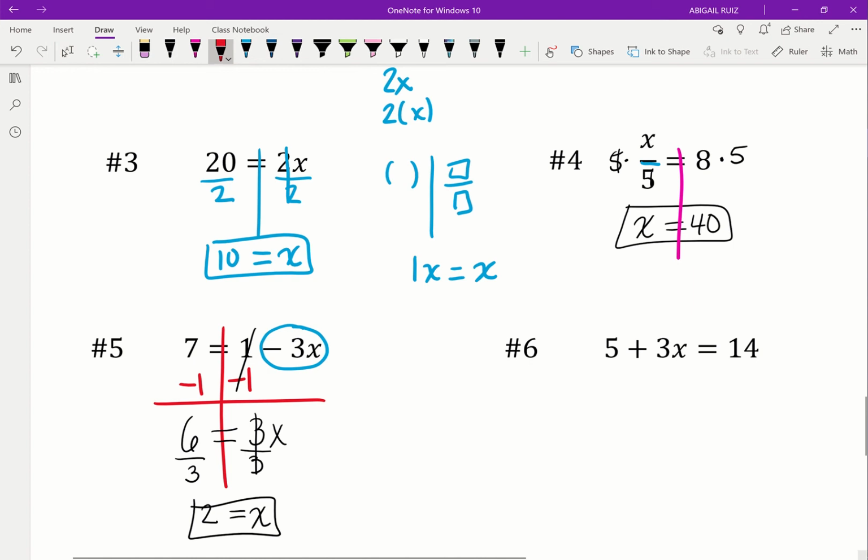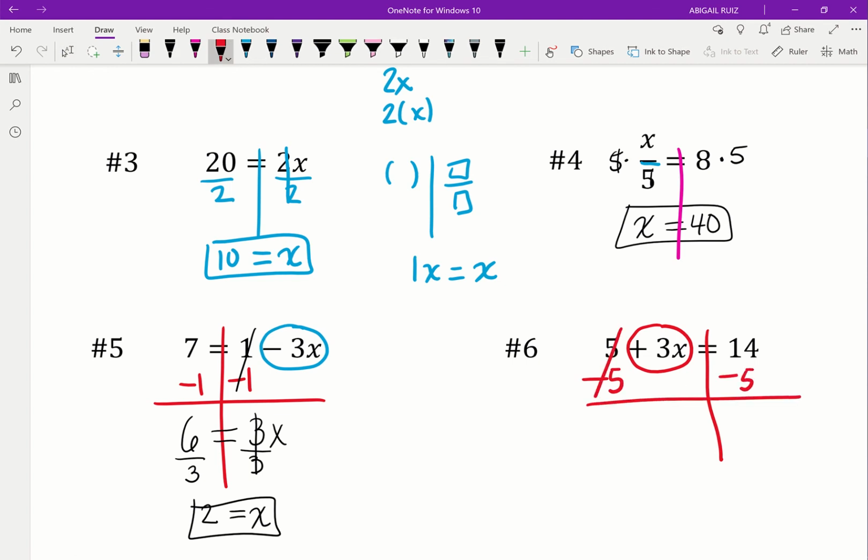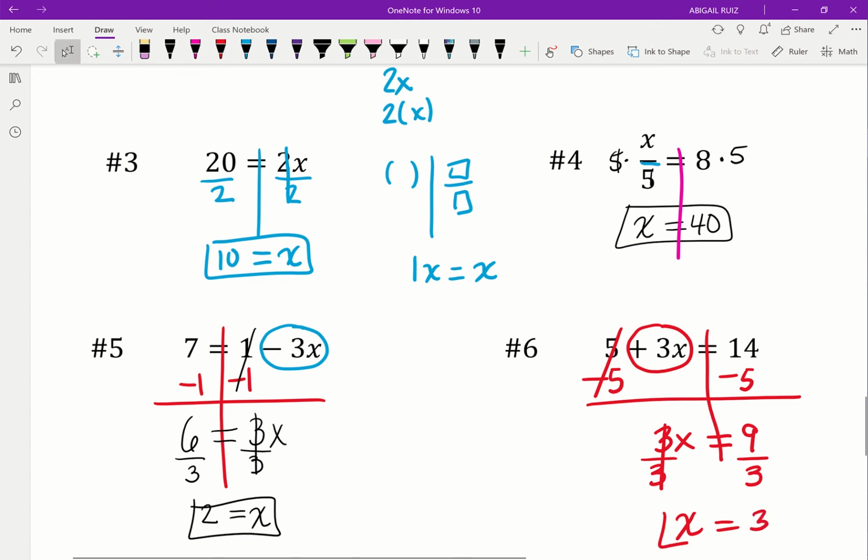So again, put the border, bubble the one that you're solving for. Notice here, 5 is not in the bubble, so that's the one you do the opposite. You do opposite. 5 minus 5, that's 0. You bring down the 3x, and that is equal to 14 minus 5, that is just 9. You divide by 3, you divide by 3, and x is equal to, remember 3 over 3 is 1. 9 divided by 3 is just 3. So x is 3. And that's it.